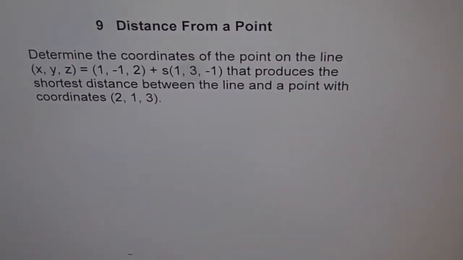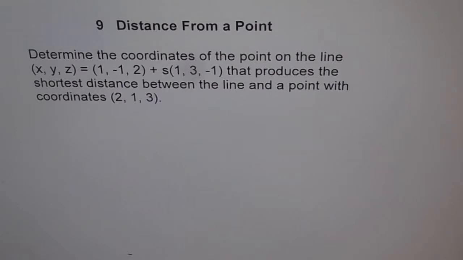Chapter 9, Distance from a Point. Determine the coordinates of the point on the line (x, y, z) = (1, -1, 2) + s(1, 3, -1) that produces the shortest distance between the line and a point with coordinates (2, 1, 3).